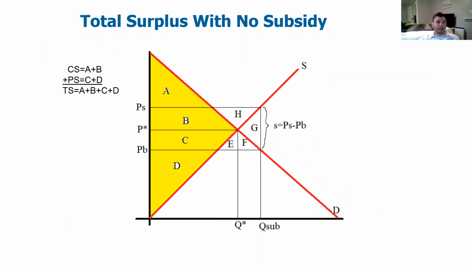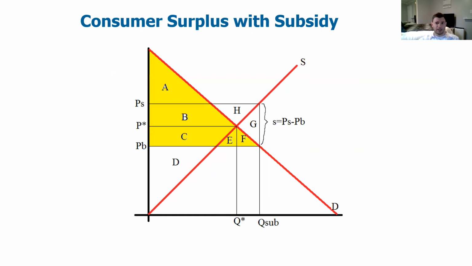Okay, however, if we were to subsidize this market so that the buyers are now paying PB, which is slightly lower than P star, note that if we measure the consumer surplus relative to PB, now the consumer surplus has actually gone up a little bit. It's the area above PB, below the demand curve, all to the left of Q sub, which is A, B, C, E, and F. So it looks like here with the subsidy, the consumers gain C, E, and F. So they're better off.